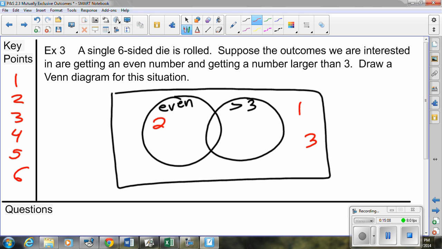4. It's both. Since it's both, it's got to go in this tiny little overlapping section. What about 5? It's greater than 3, but it's not even. So we can have 5 inside the bigger than 3 circle, but it's got to be outside the even circle. What about 6? It's both. There's our Venn diagram. We've accounted for all the possibilities, putting them in their correct locations.